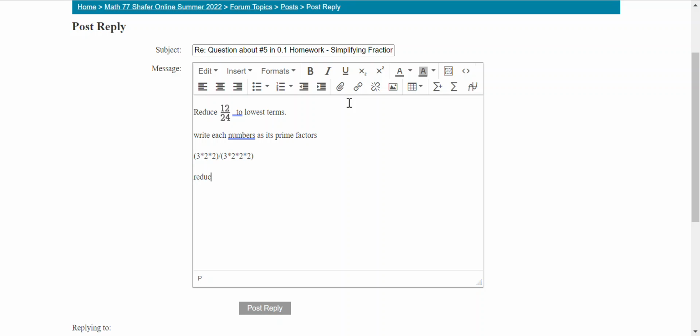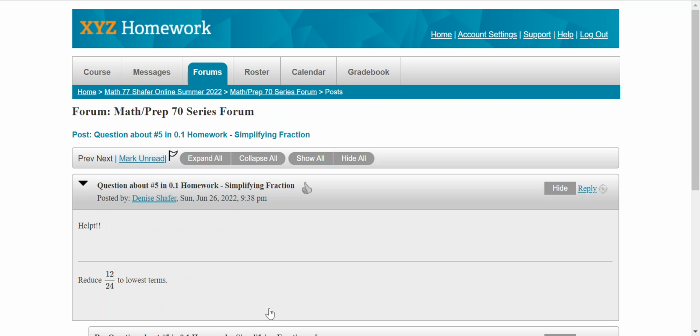And then I would say reduce common factors. And so in this case, I can reduce a 3 and a 3, a 2 and a 2, and a 2 and a 2, and I'm left with 1/2. So that would be my final answer, 1/2. So that's how I can reduce. So I post that reply to you.